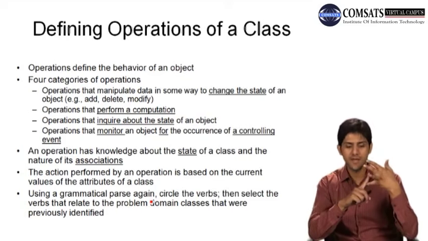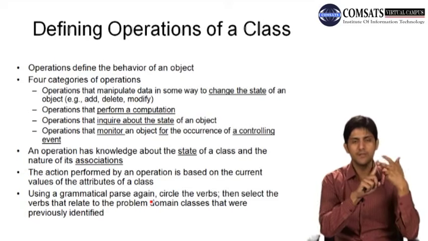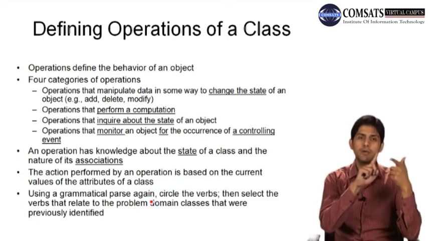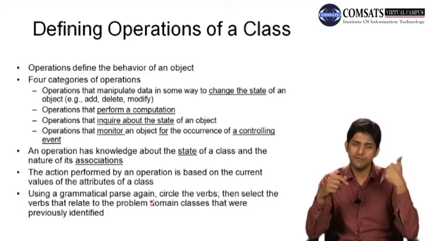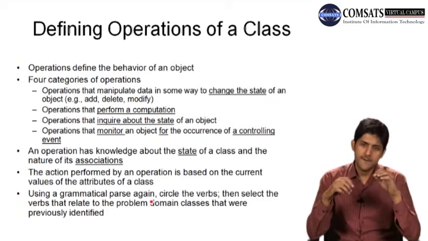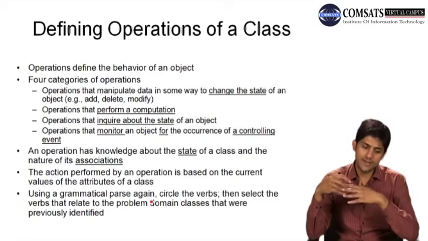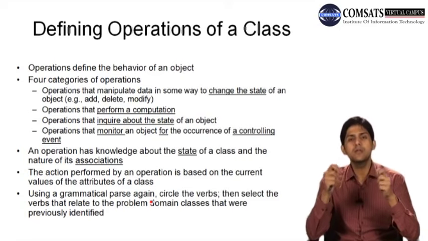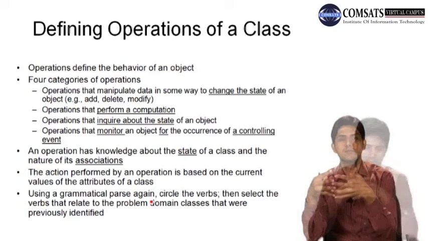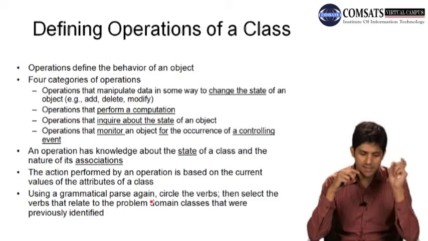Number one, that manipulate the data. Number two, that perform a computation. Number three, which inquire about the state of the object, and number four, which basically monitor an object for occurrence of a control event. So we have four kinds of operations. Now, an operation has knowledge about the state of the class and the nature of its associations, क्योंकि ये जो operations के through ही different classes आपस में communicate करती हैं. The action performed by an operation is based on the current values of the attributes of a class.